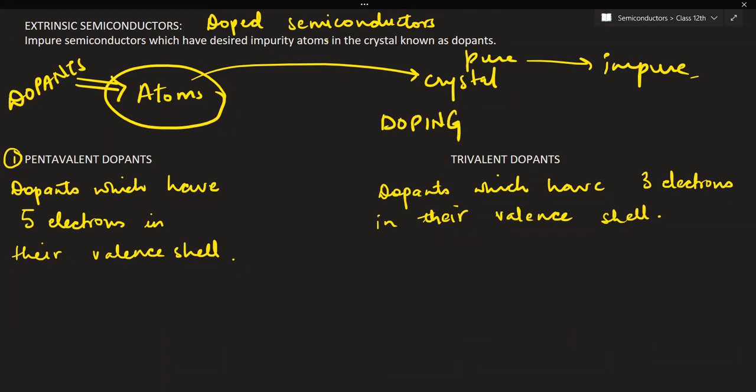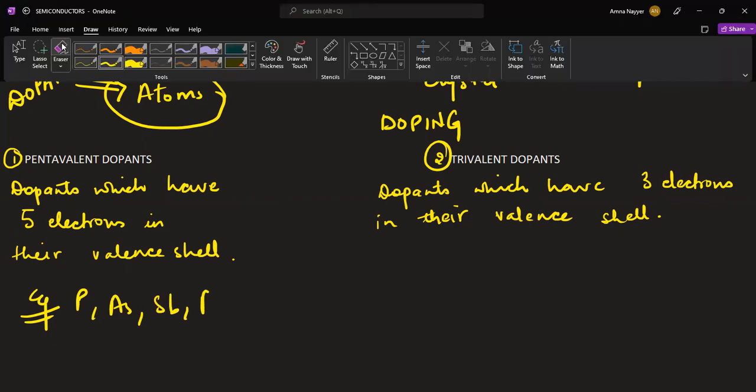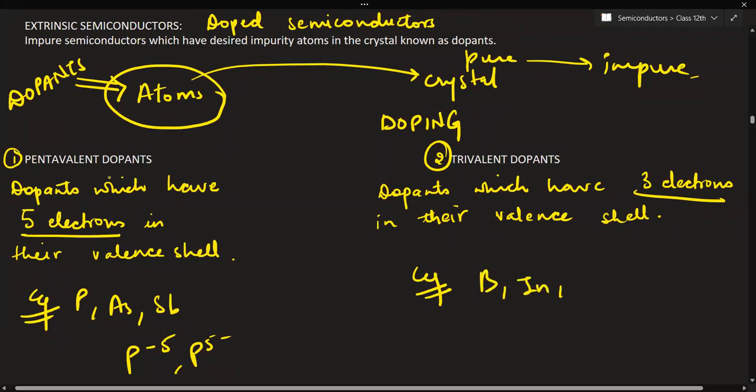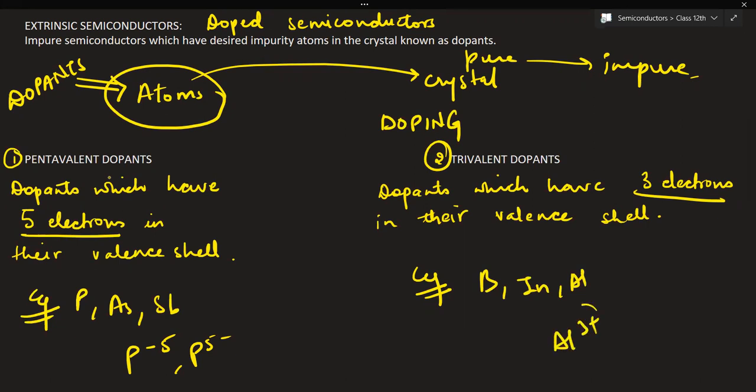So when you add certain atoms, depending on the types of atoms that are added, you have two types of dopants. One is pentavalent dopants and the second is trivalent dopants. Dopants which have 5 electrons in their valence shell, like phosphorus, arsenic, antimony, are pentavalent dopants. And those that have 3 electrons, like the boron family: boron, indium, aluminium, are trivalent dopants. So these 3 plus, 5 minus, are basically signifying the dopants.